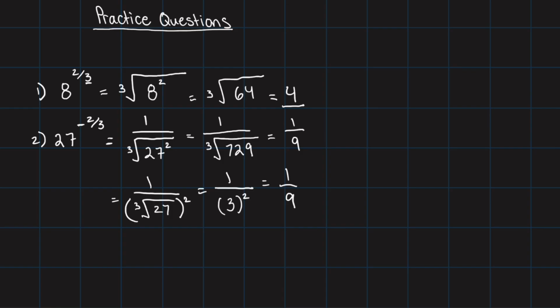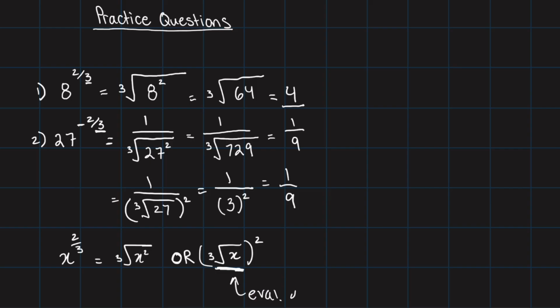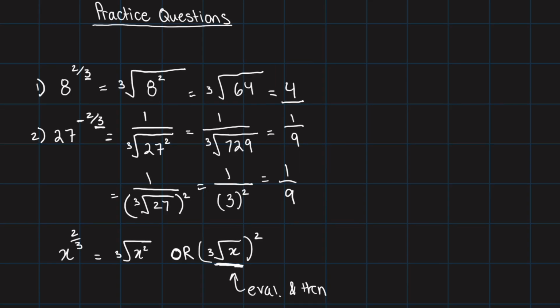So that's an important thing to remember, is you could have the denominator of the fraction be the cube root, and the numerator be the power, but you could also raise that power to everything including the cube root. If you have x to the power of 2 over 3, you could write it like this, or you could also write it like this. If you find that whatever is in here is easier to evaluate, you can evaluate that first and then raise it to the power.